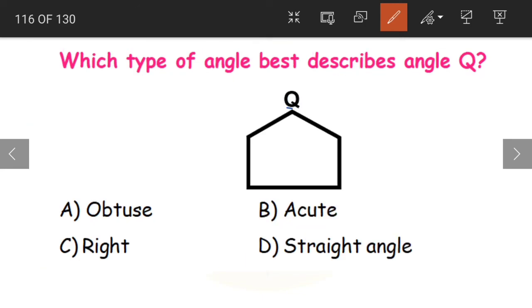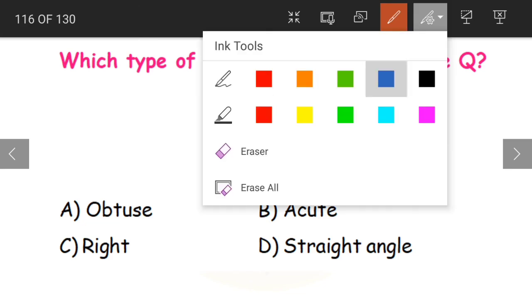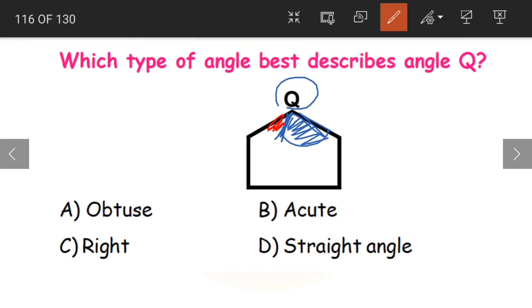And coming to the last question for today, which type of angle best describes our angle Q? If you look at our angle Q, and even if we try to use the right angle tester, this is our right angle. Now is this angle greater than our right angle or less than our right angle? It is greater than. See, we are still having this angle here. It is greater than our given right angle.